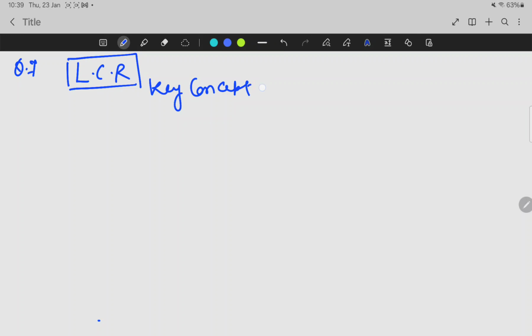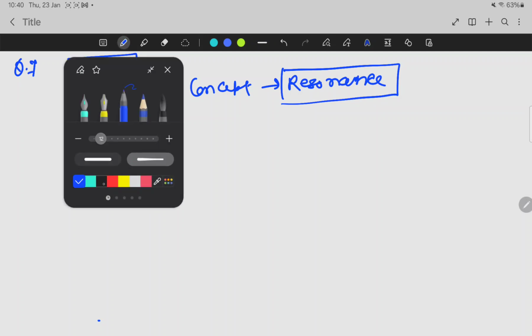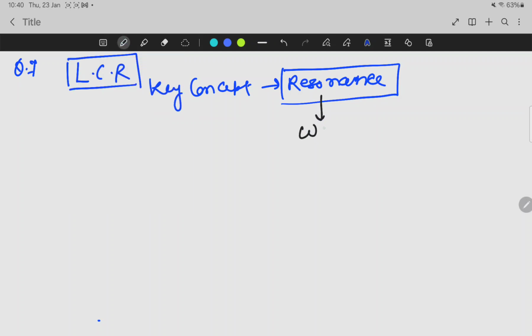Now let's talk about the next question, question number 7. This is a question of alternating current, and always remember in alternating current, LCR, the key concept is resonance. Now resonance is a very important condition where we can say the angular frequency is under root 1 upon LC.